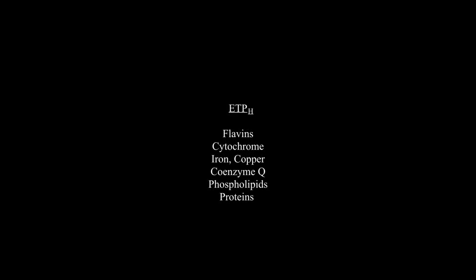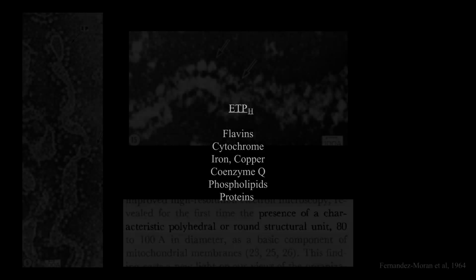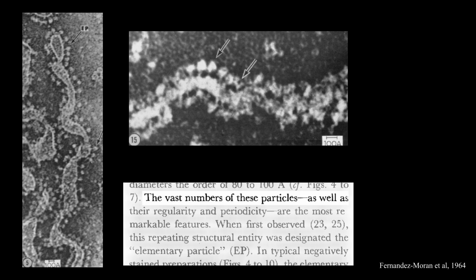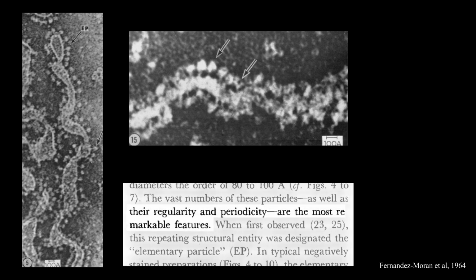They confirmed that the ETPH was composed of flavins, cytochromes, iron, copper, coenzyme Q, phospholipids, as well as proteins, and obtained the first clear images of the ATPase in mitochondria, which revealed a characteristic polyhedral or round structural unit 80 to 100 angstroms in diameter as a basic component of mitochondrial membranes. The vast numbers of these particles, as well as their regularity and periodicity, are the most remarkable features. This repeating structural entity was designated the elementary particle, EP.